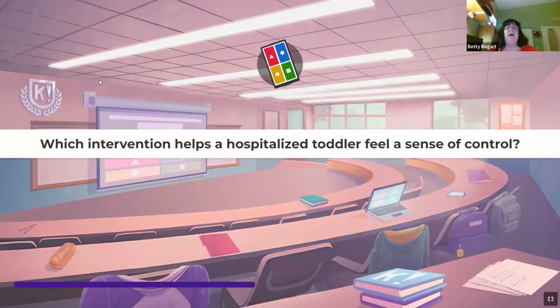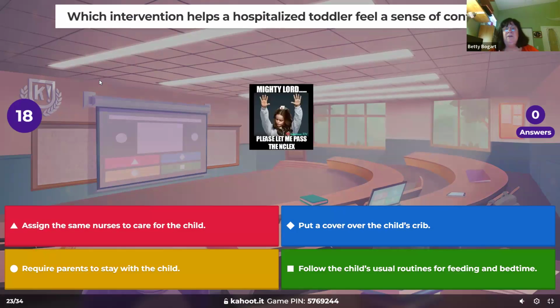Which intervention helps a hospitalized toddler feel a sense of control? You ever take a 1 to 3-year-old kid out on vacation and they're all discombobulated, right? And they don't sleep, they're a little bit cranky. Why?